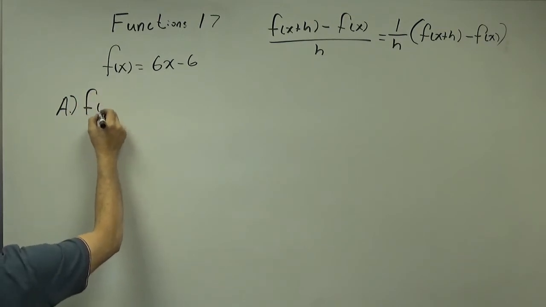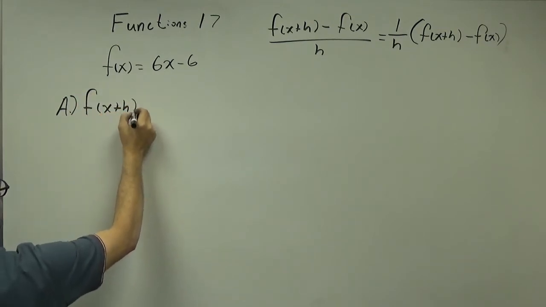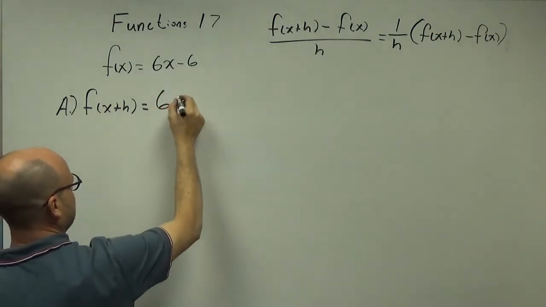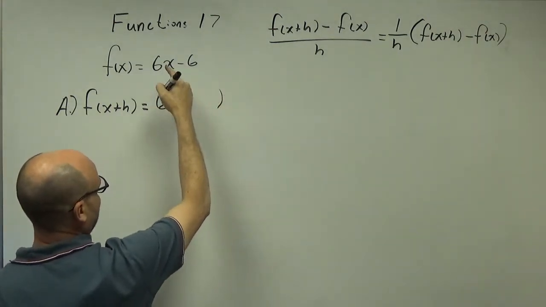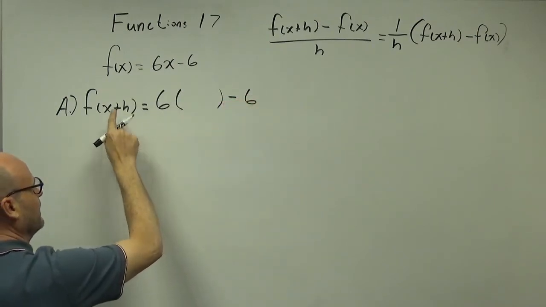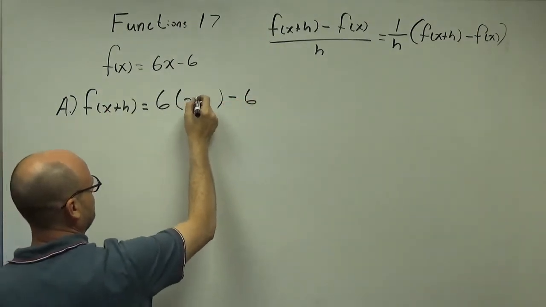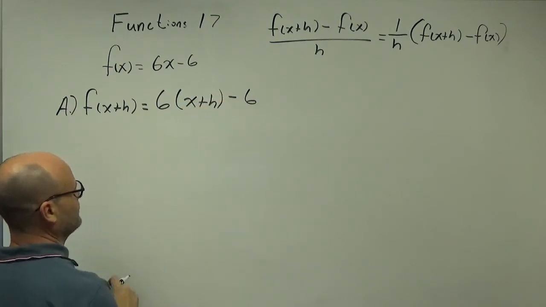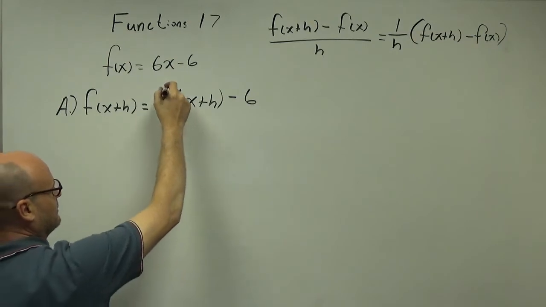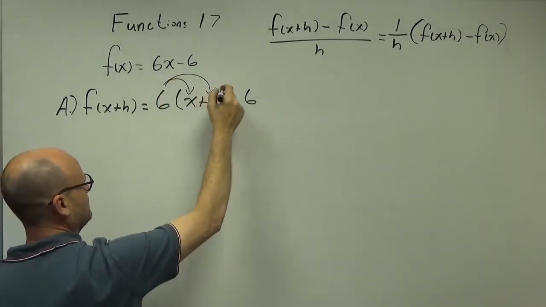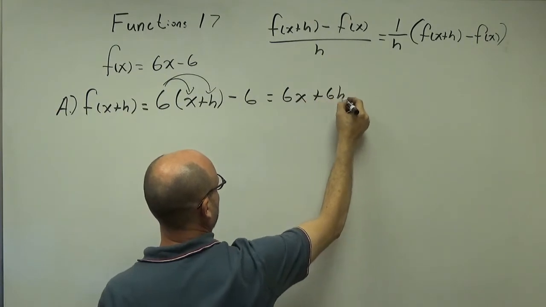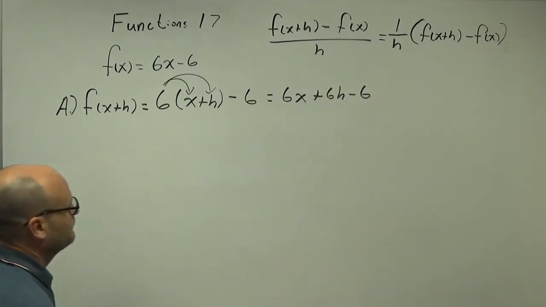f of x plus h. So again, I'm just going to write f with blanks in it. So I have 6 where the x's are. 6 times blank minus 6. What am I going to put in that blank? I am going to put x plus h. Now technically that is f of x plus h, but I'm going to simplify this later, so I'm going to go ahead and distribute this 6 and get 6x plus 6h minus 6.